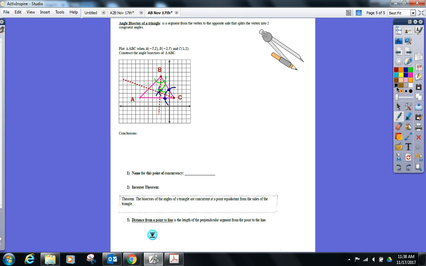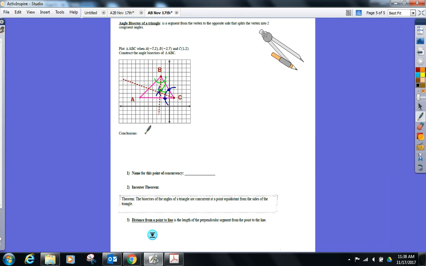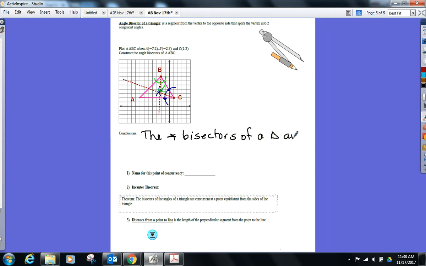You guys already know perpendicular bisectors all intersect at a point. Now you're finding out what? What did we just construct here? Not a perpendicular bisector, but the angle bisectors of a triangle are what? I don't want to say intersect anymore. Look back if you have to. If they all intersect at the same point, they are concurrent.